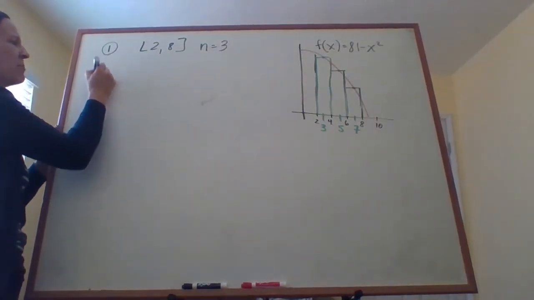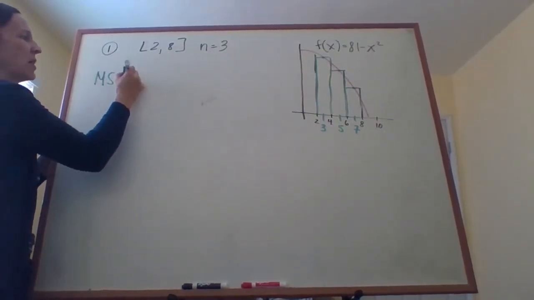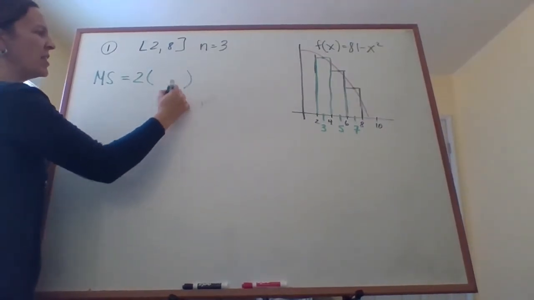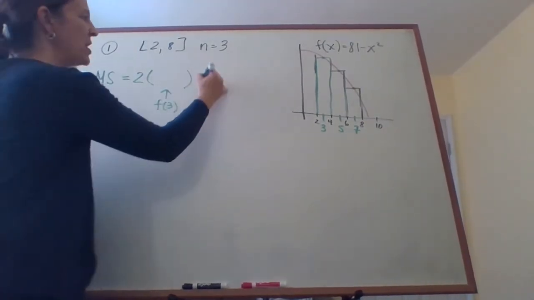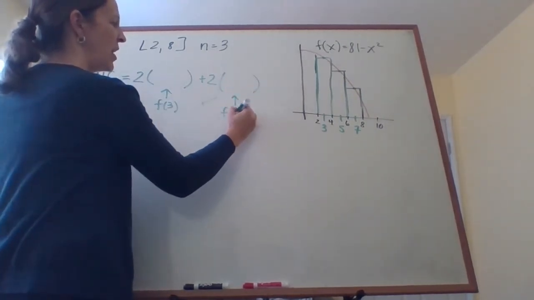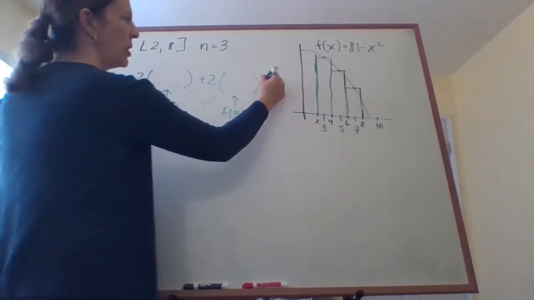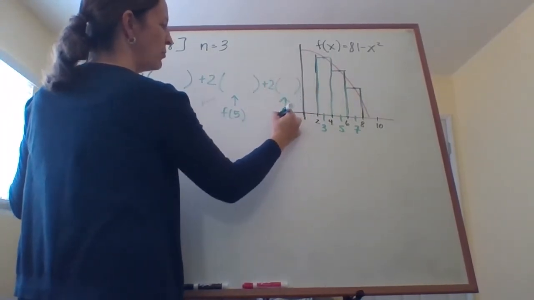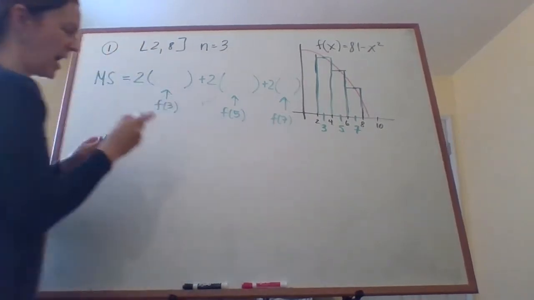To approximate the midpoint sum, I need to do the width, that's 2, times the function evaluated at 3, plus 2, that's the width, times the function evaluated at 5, plus 2, that's the width, times the height, which is the function evaluated at 7.